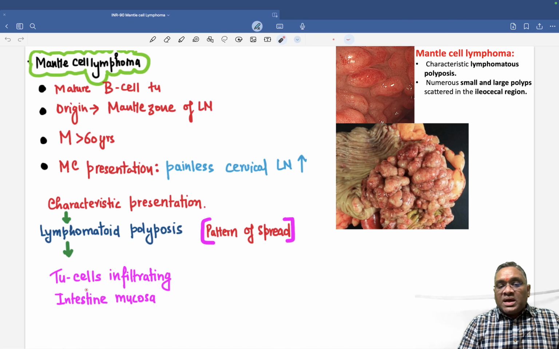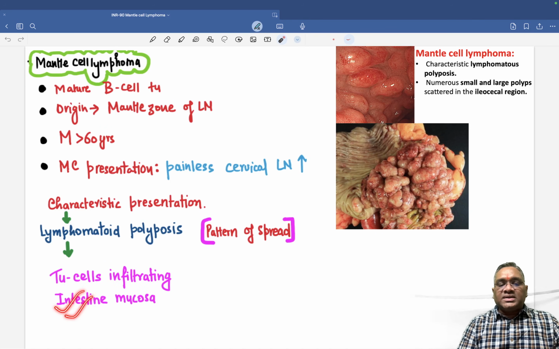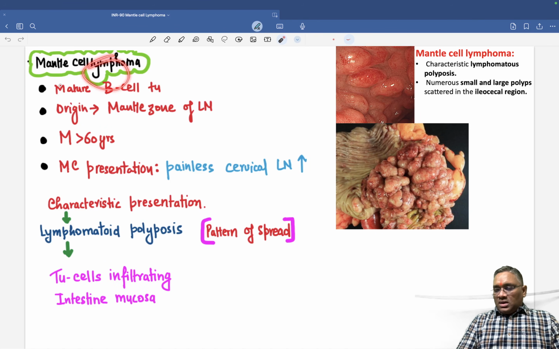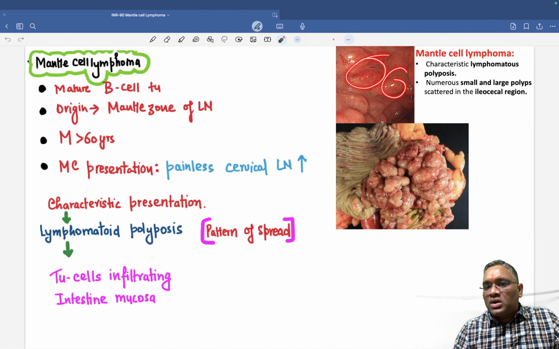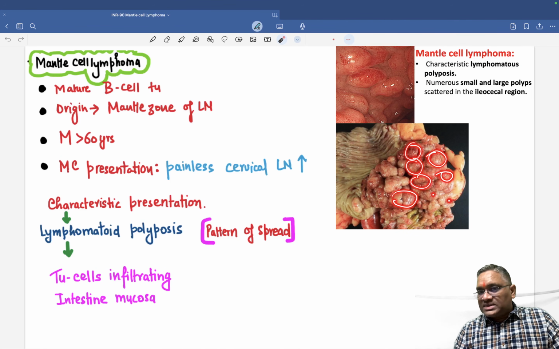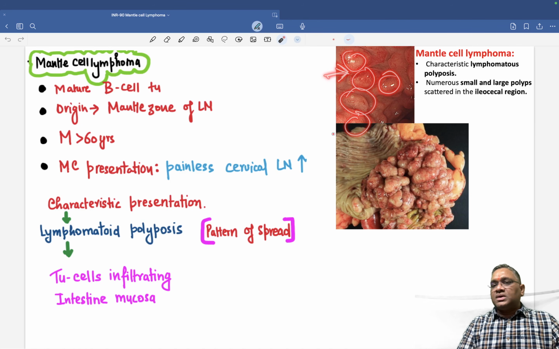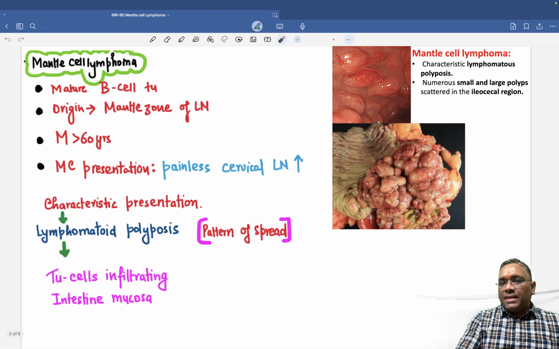Lymphomatoid polyposis. Why? Because tumor cells are infiltrating into the intestinal mucosa, and that is called lymphomatoid polyposis. Now you can see this is the lymphomatoid polyposis. You will see a polyp-like appearance on gross examination, and this is the endoscopic examination. We are seeing so many lymphomatoid polyps. These all have tumors, and the tumors are making them polypoidal in appearance.